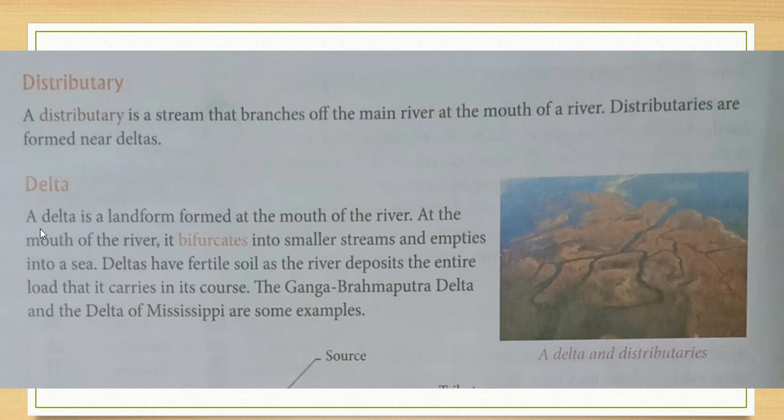Now what is delta? Let me explain to you. A delta is a landform. It's a piece of land formed at the mouth of the river. Mouth of the river means the place where the river meets the sea or ocean. At the mouth of the river, it bifurcates into smaller streams. It means the river subdivides itself into smaller streams and empties into a sea. Deltas have very fertile soil as the river deposits the entire load that it carries in its course. The Ganga Brahmaputra Delta and the Delta of Mississippi are some examples. Now, what is the name of the Ganga Brahmaputra Delta? It's Sundarban.